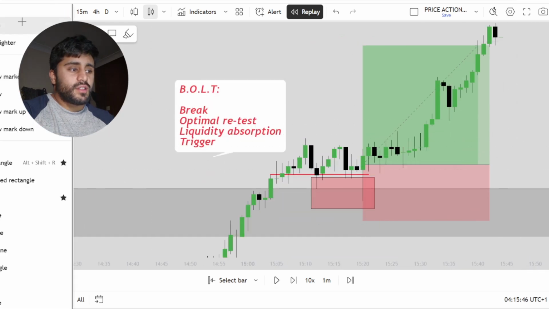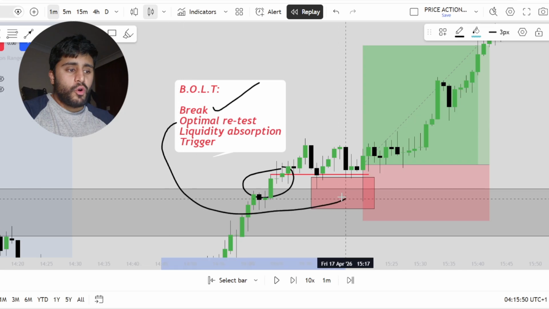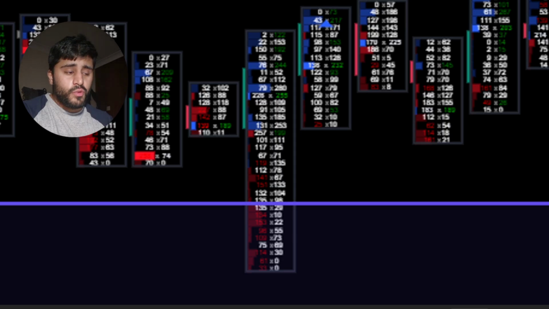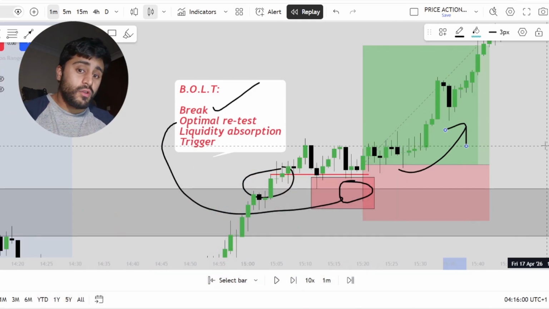So just to quickly sum it up, I wait for a break, which is this. I then wait for an optimal retest, which is this. I then wait for an absorption of liquidity, which is this, the most important thing. And then from here, I pull the trigger. And I'm happy to take the win or the loss as long as I followed the 4-step blueprint.